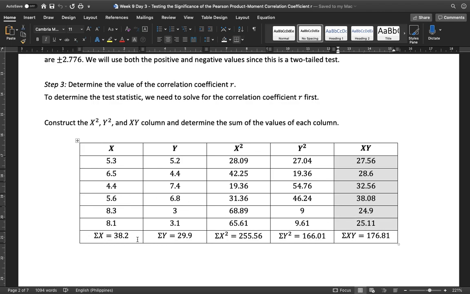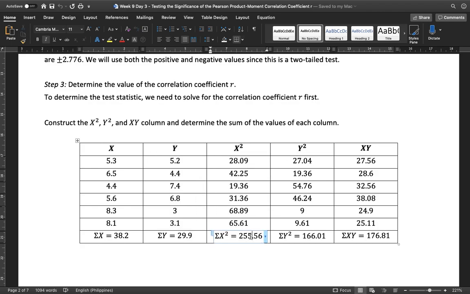Then, we compute for the summation of each of the values. For x, the summation of x is equal to 38.2. Summation of y is 29.9. Add lang natin itong mga values na to. Add nyo to, we get 38.2. For y, add nyo lang lahat, we get 29.9. For x squared, add nyo lang lahat.